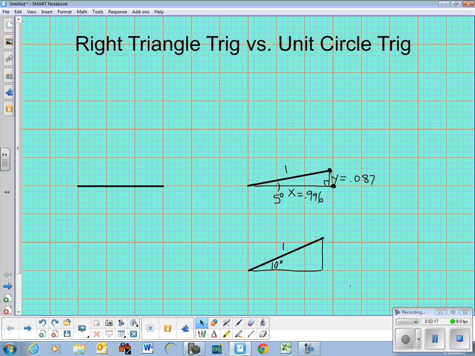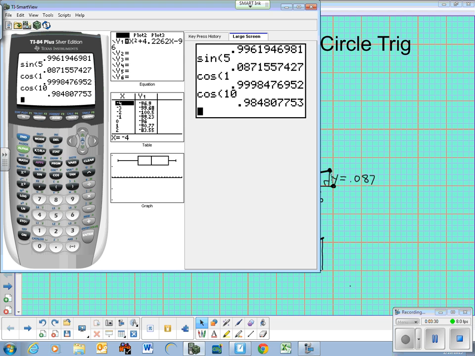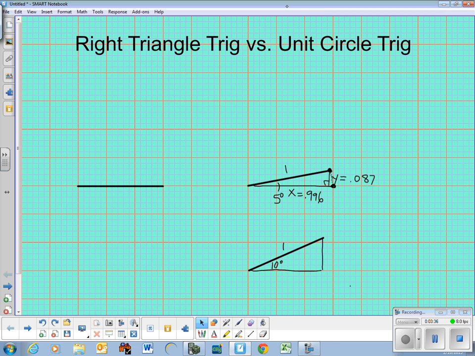So my x distance and my y distance, my cosine and my sine, are cosine 10, 0.985, and 0.174. All right, so I have another right triangle. No big deal. Sine of 10, cosine of 10.